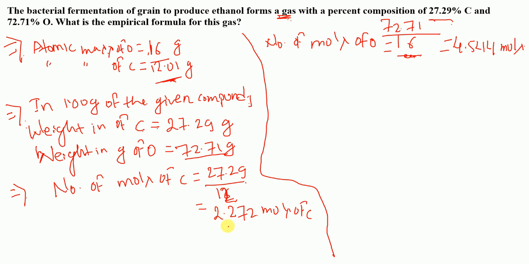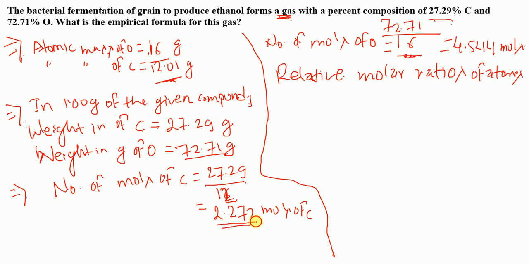Now look at these two numbers: 2.272 and 4.544. Which is the smallest? The smallest is the moles of carbon. Now we have to determine the relative molar ratios of the atoms in the given compound. To determine that, we first check which one is the smallest number of moles. The smallest is 2.272 of carbon, compared to 4.54. So we will divide both numbers by 2.272.